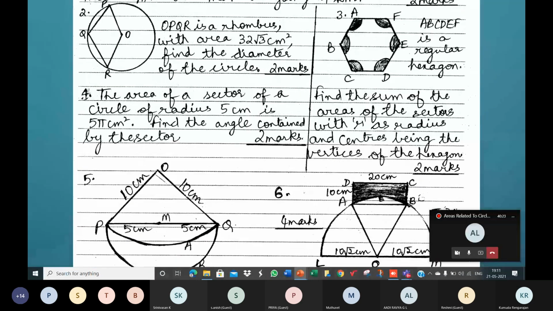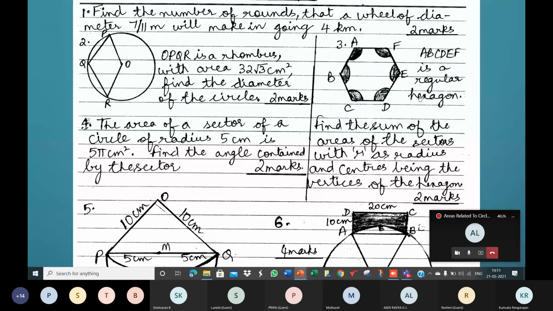Look at that question here. This is the third one. ABCDEF is a regular hexagon. Regular meaning all the sides are equal and all the interior angles are also equal.